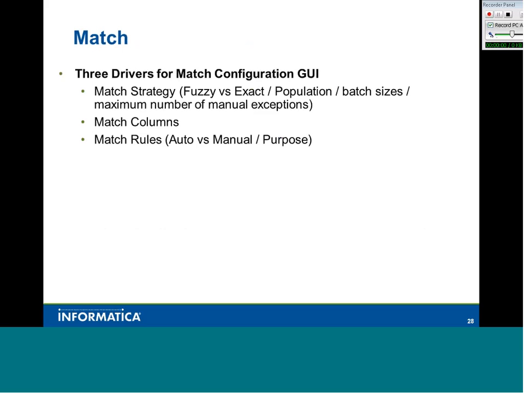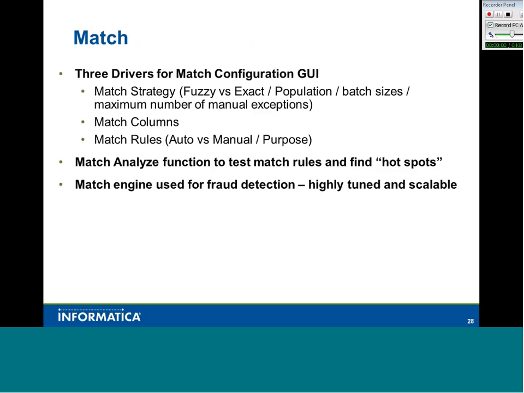What are the driving factors for match configuration? There are 3 drivers: match strategy, match columns, and match rules. So your match strategy could be fuzzy or exact, based on the population and the batch sizes, and your match columns and your match rules, which could be auto versus manual. It all depends upon the purpose.